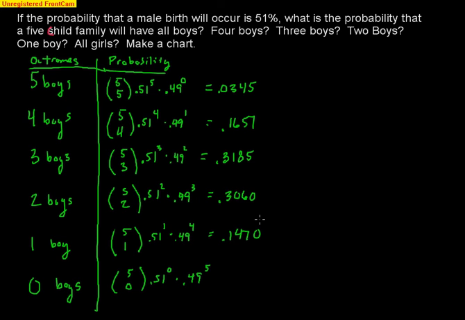Now here's the thing. This is a complete set of everything that can happen with 5 kids. So a good way to check is that all of this should add up to 1. So 0.0282 plus 0.1470 plus 0.3060 plus 0.3185 plus 0.1657 plus 0.0345, and I get 0.99999. So pretty close to 1. It's probably off a little bit because of rounding. So it's a good way of checking that you can figure this out. Hopefully that makes sense.